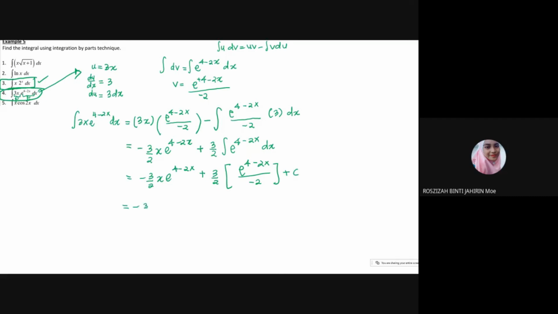So the function is negative 3 over 2 x e to the 4 minus 2x minus 3 over 4 e to the 4 minus 2x plus c. Right, thank you. Welcome, madam.